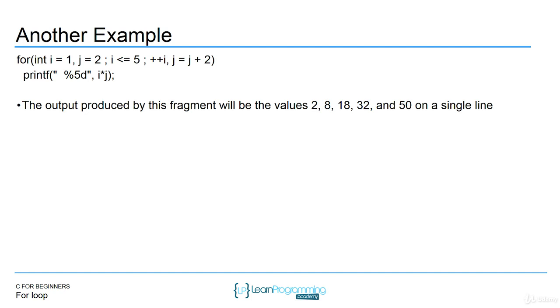So the output produced by this code is going to be the values 2, 8, 18, 32, and 50 on a single line. The first iteration of the loop, i is going to be equal to 1, j is going to be equal to 2.